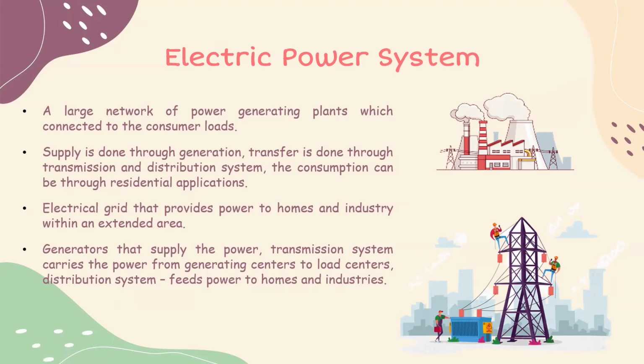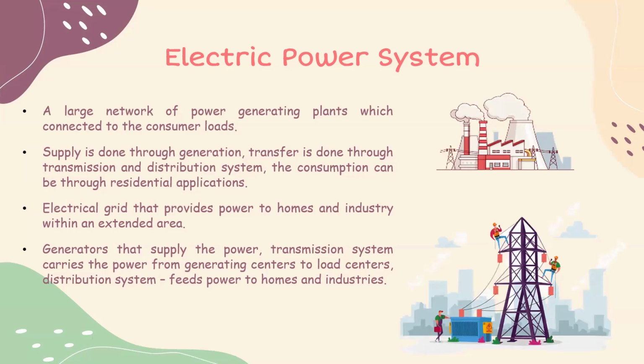Electric power system can be defined as a network of electrical components that are used to supply, transfer, and consume electric power. The supply is done through some forms of generation like power plants, and the transfer is done through transmission and distribution systems along the transmission line. For the consumption, it can be done through residential applications such as powering the lights or air conditioning in our homes.